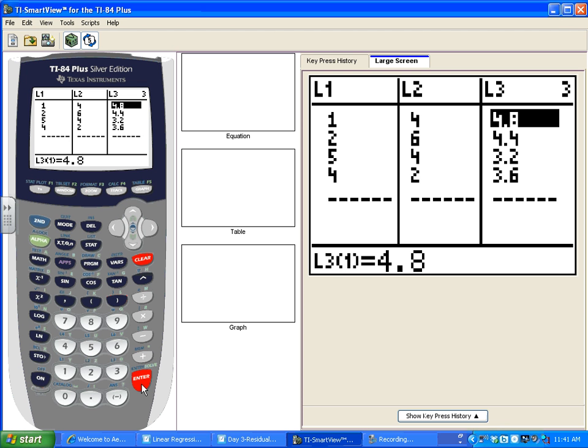So do you guys agree? In list 2, I have my actual data. In list 3, I have my prediction. Is that right? Is everybody okay? Thumbs up. We're okay with this?